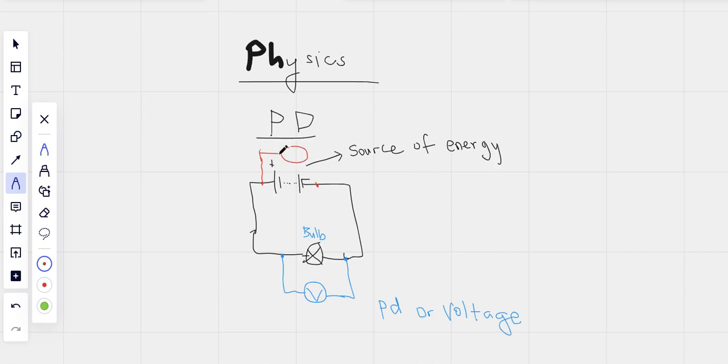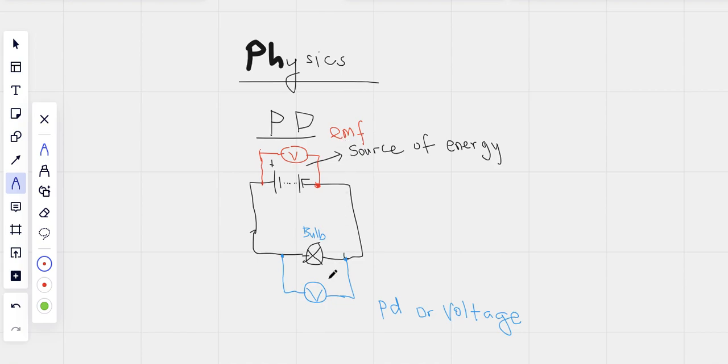We will define it as the energy needed to drive the charge around the circuit. Okay? You connect a voltmeter here as well. And we can define the electromotive force as the energy needed to drive the charge around the circuit. While the PD is the voltage across the bulb. However, they're kind of the same thing. But here, across the battery, which is the source of energy, we call it electromotive force, EMF. The voltage or EMF.